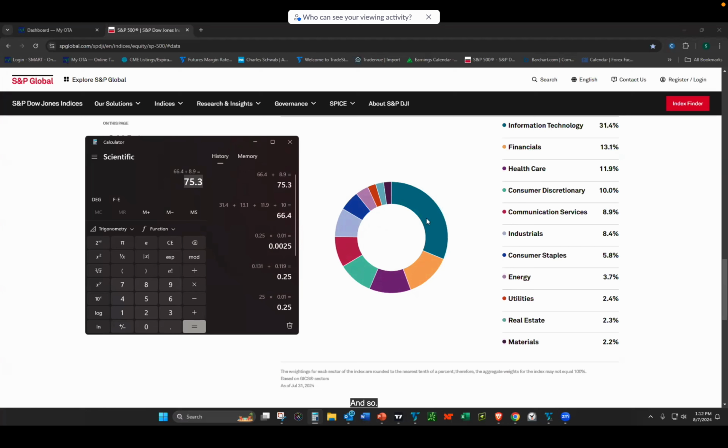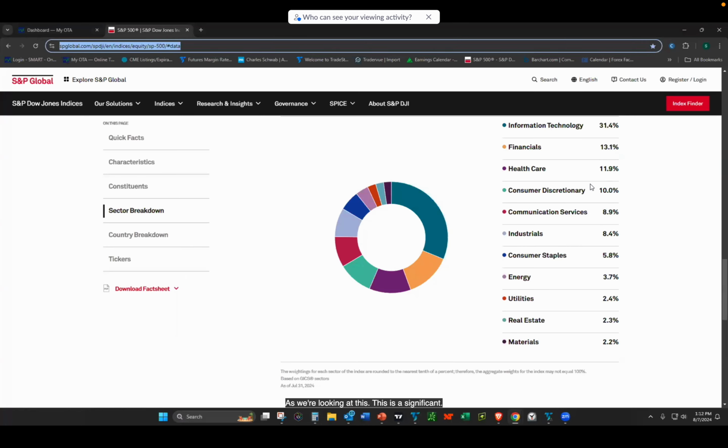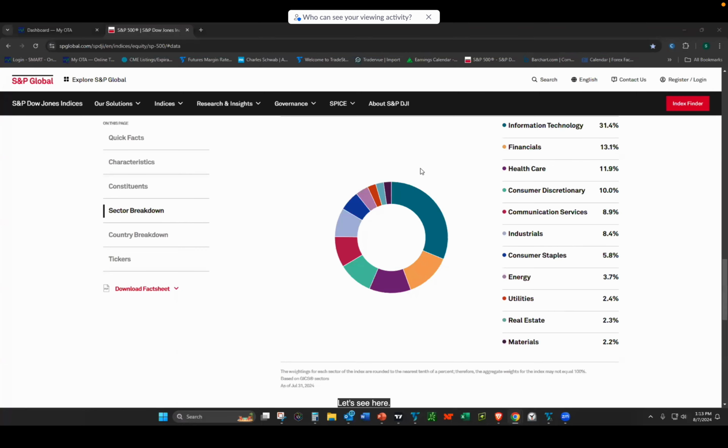Okay. And so as we're looking at this, this is a significant reason why the markets just do what they do. Sure, industrials and staples and energy and utilities and real estate and materials could do well, but again, the combination of those sectors there, that's only 24.6% of the market. Not enough to offset what that top half does. It would basically have to outperform by 3 times just to have a washing out effect. Okay. All right. Let's see here.